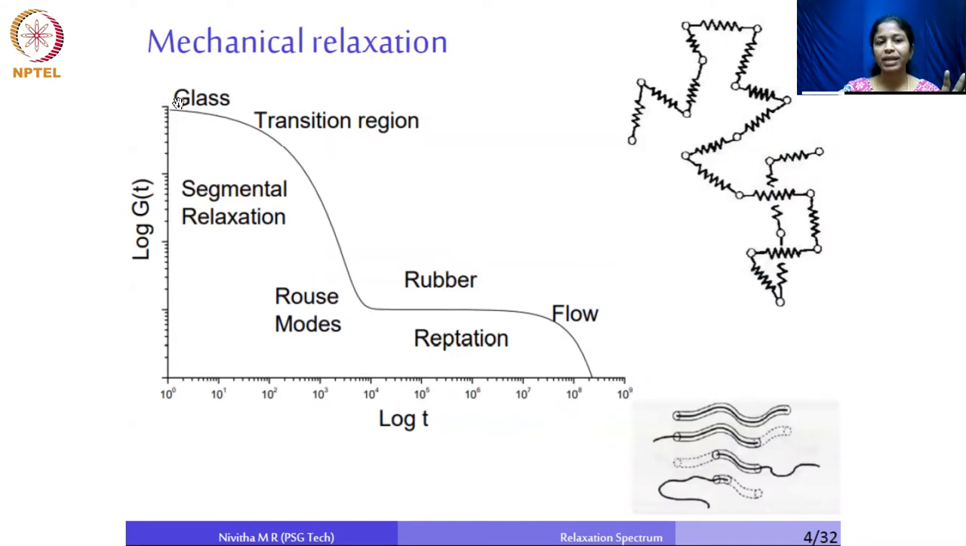I'll first explain the plot, and then we will go into the state of the material. This plot is nothing but log G of t versus t. What is this G of t? It is nothing but the relaxation modulus. How do we compute the relaxation modulus? Earlier we have learned about a stress relaxation experiment. So what is this stress relaxation experiment?